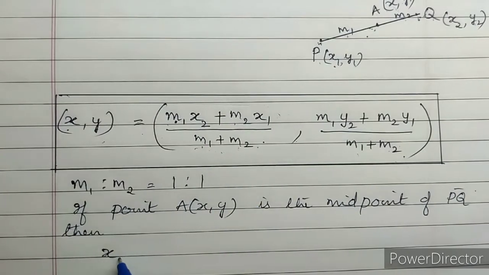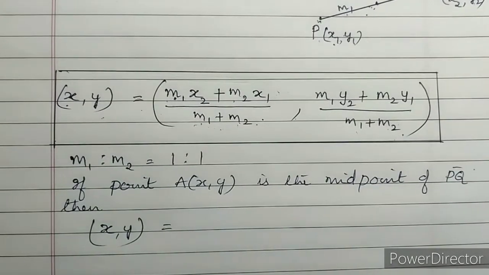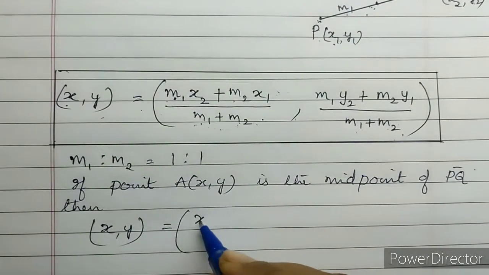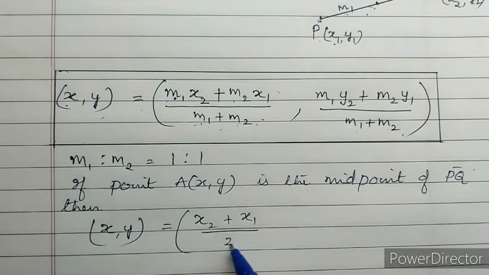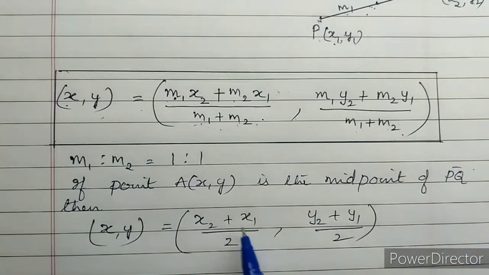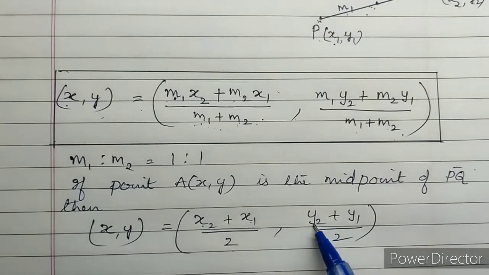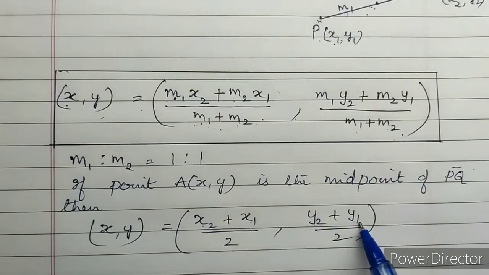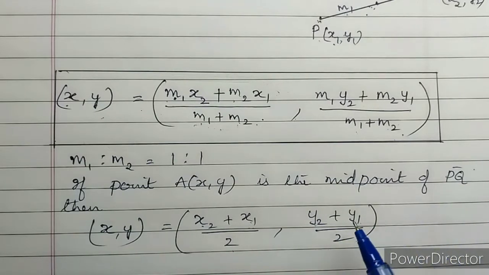So the section formula will change, if it is a midpoint, to x2 plus x1 by 2 and y2 plus y1 by 2. This one you can write as x1 plus x2 by 2 also, no change, because addition of numbers is commutative. Here also you can write y1 plus y2 instead of y2 plus y1, both are the same, because addition of numbers is commutative.